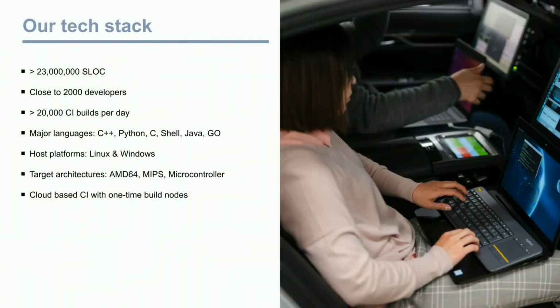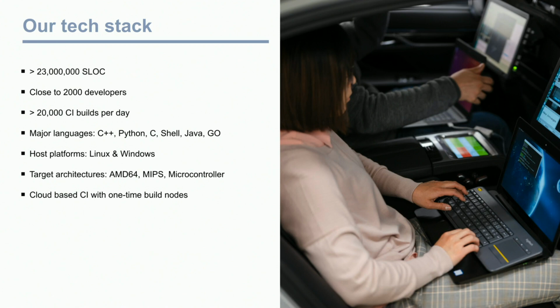And in the last 3 to 4 years, we grew a lot, like a lot. But now we have more than 23 million lines of source code. Close to 2,000 developers are working on that software stack, and that results in more than 20,000 CI builds per day. We mostly code in C++ and Python these days, but you will find all sorts of programming languages in our software stack. Host system, we nowadays use mostly Linux, but for some corner cases, Windows is still needed, even on the CI.